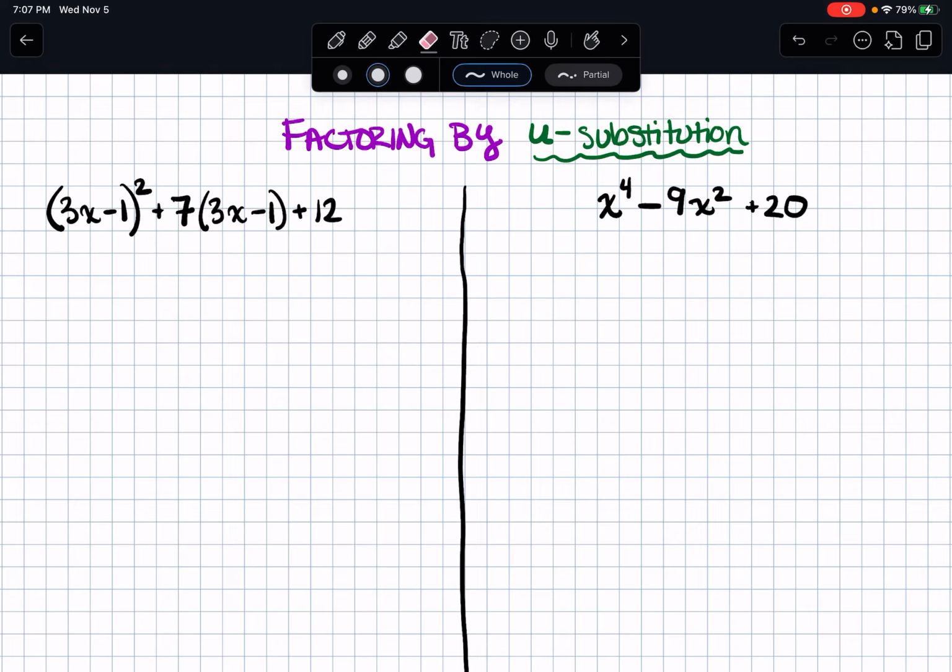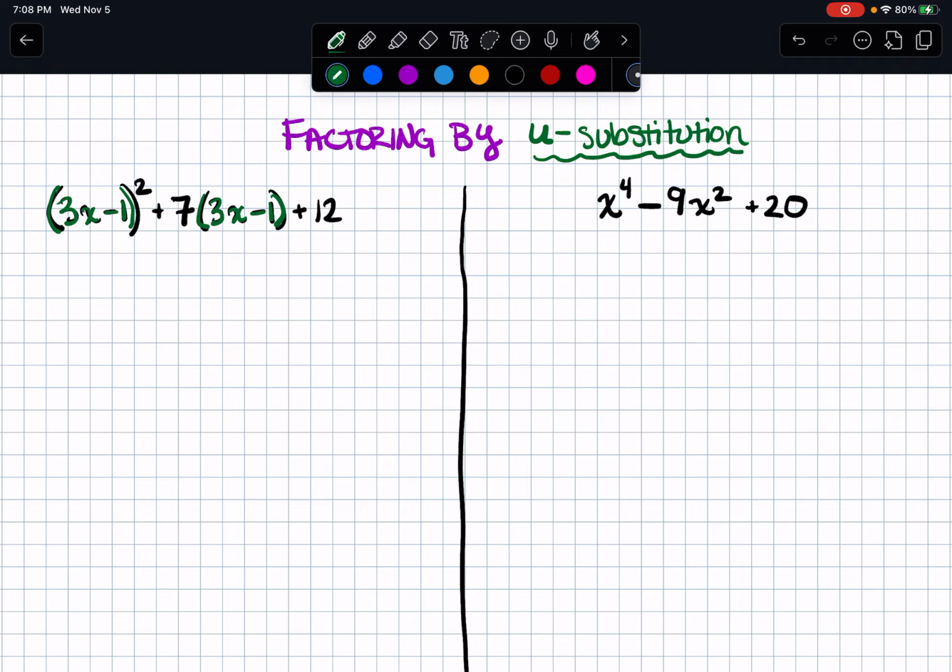In my first example on the left, you can see that we have an expression to factor, and in this expression we have this 3x minus 1 that we can see is showing up in multiple places. So here it's almost like we have 3x minus 1 instead of just having an x. And in our second example, we have x to the fourth and we have x squared. So you'll notice that we have even exponents on every term in the second example.